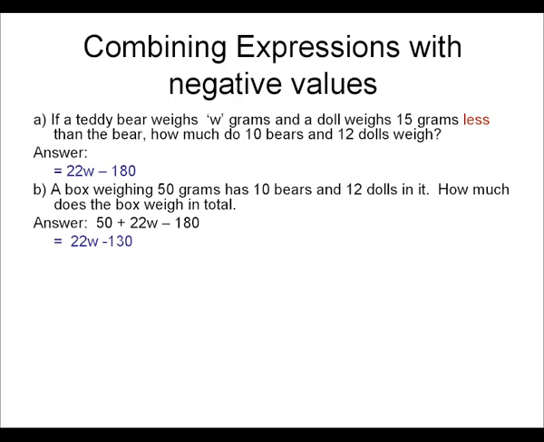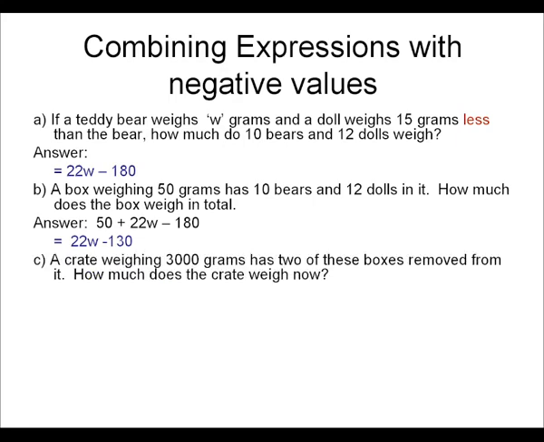And at this point, working with negative and positive numbers, you should know that plus 50 minus 180 is minus 130. Just a little reminder, if 50 people get on the bus and 180 people get off the bus, it's the same as 130 people have got off the bus in total. But we combine them, 50 plus 22W minus 180 is 22W minus 130.